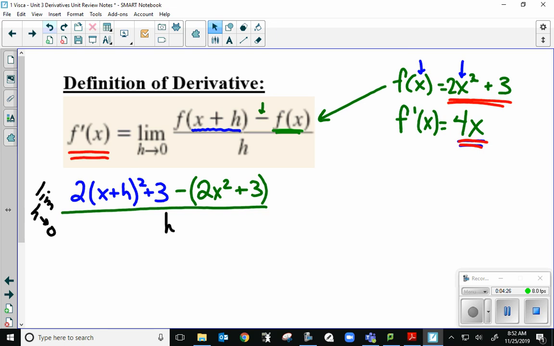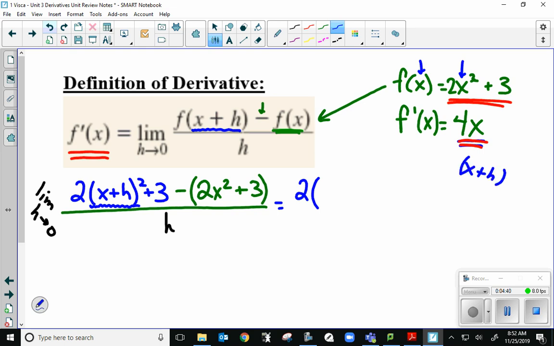So what I'm going to do is FOIL this. If I do that right, I get 2 times x plus h times x plus h, which is not x squared plus h squared. I literally need to take x plus h and FOIL it, these two, and combine like terms. If I do that, I get x squared plus 2xh plus h squared. I still have my plus 3. Don't forget that.